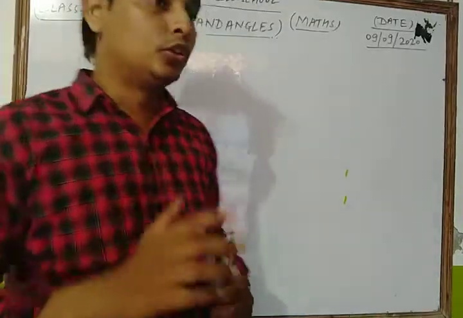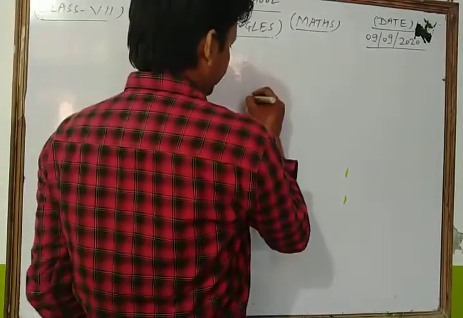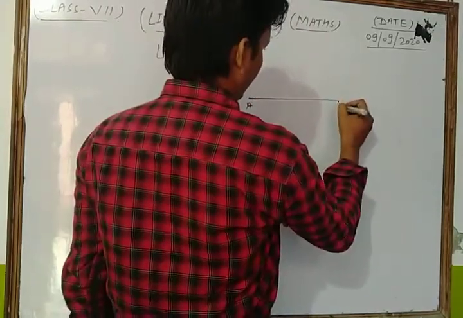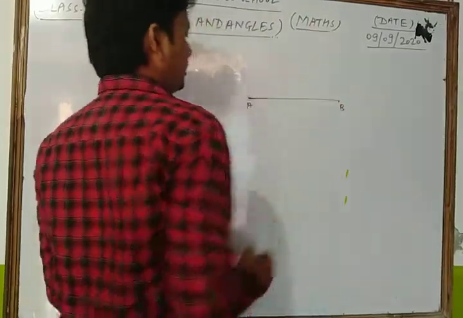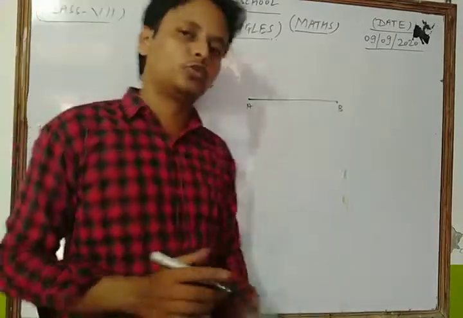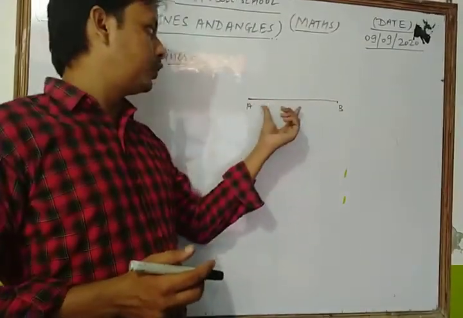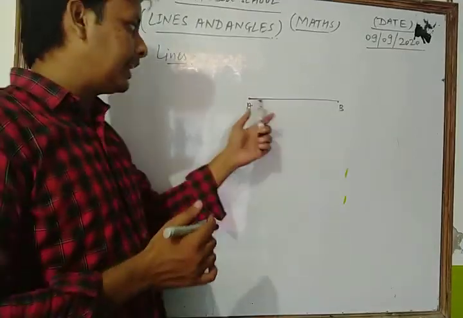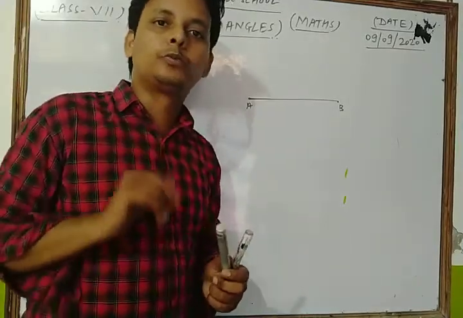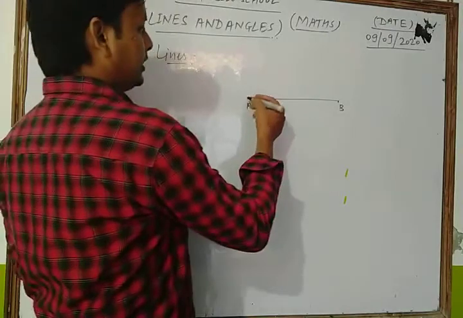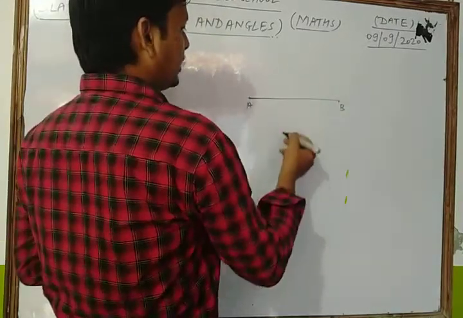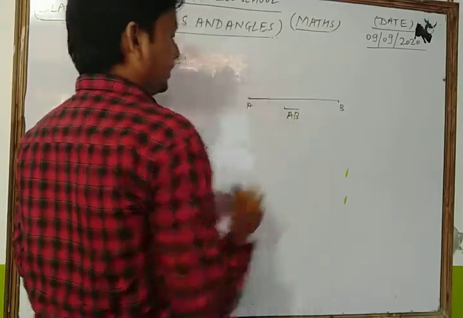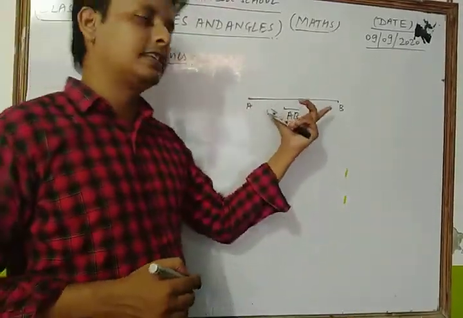Dear students, you know that suppose A and B are two points, and we join those points through a line segment. A line segment has two fixed points. Here AB is a line segment, and any line segment is denoted in this way.